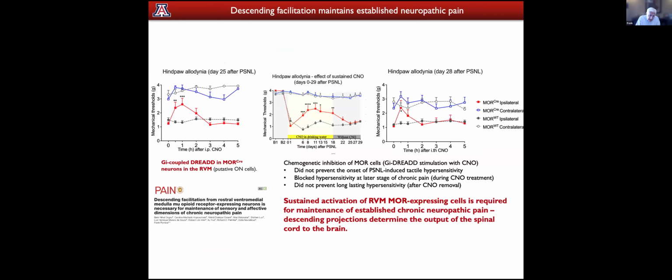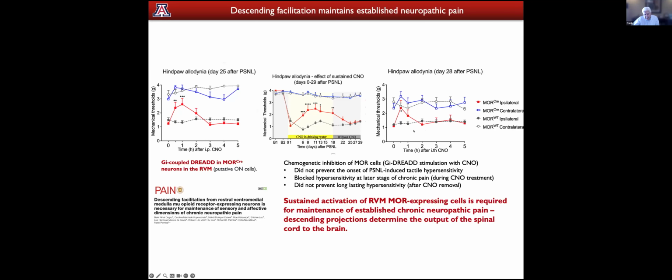Okay, so more recently we have more advanced tools. And so we had mice in which we could express a Gi DREADD in mu opioid receptor expressing cells in the rostral-ventral medial medulla. We performed partial sciatic nerve ligation. And then we gave the DREADD ligand CNO by different routes. So we gave CNO intraperitoneally. And you can see that that produced a transient reversal of the pain behavior. Then we administered CNO in the drinking water, and you see that there was a sustained reversal of established neuropathic pain, and the pain response came back after we took the CNO away.